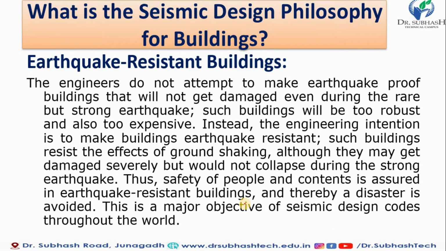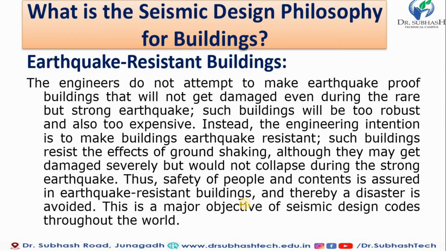Such a building would be too robust and also too expensive. So instead, engineers make buildings earthquake resistant. Such a building resists the effect of ground shaking; although it may get severely damaged, it would not collapse during a strong earthquake. We allow some severe damage, but our structural elements do not collapse during a rare but strong earthquake. Thus the safety of people and contents is ensured by the earthquake-resistant building, and the disaster is avoided. This is the major objective of seismic design codes throughout the world.